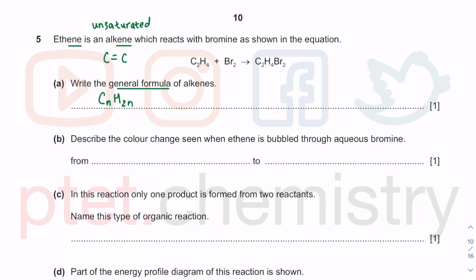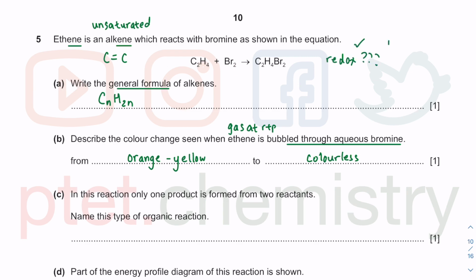The test for alkene: you bubble the gaseous alkene, because this is a gas at room temperature and pressure, into aqueous bromine. Aqueous bromine, as stated in the syllabus, is orange or orange-yellow, or yellow, whichever color you want. And it will go colorless, because it goes from something with bromine to something without bromine. This is also known as a redox. It is redox because you go from bromine 0 to bromine minus 1 in your product.